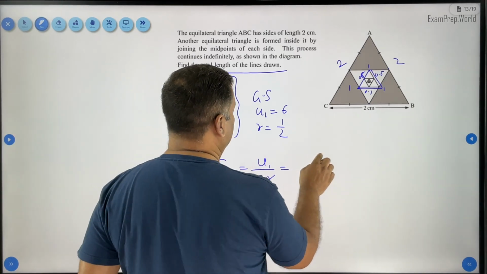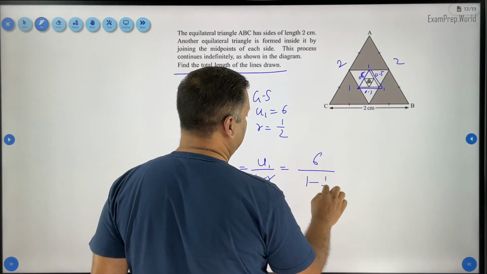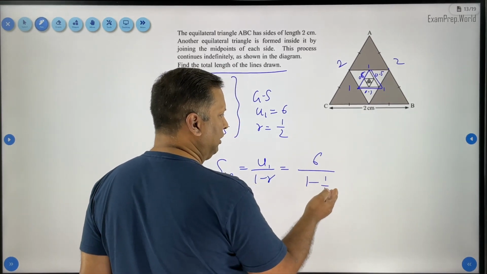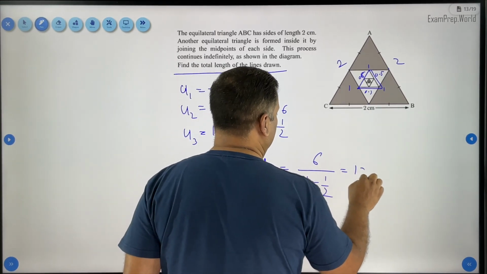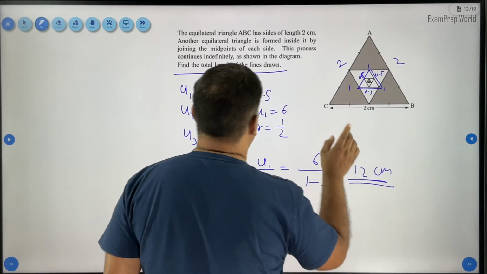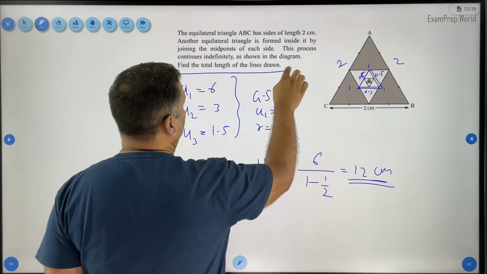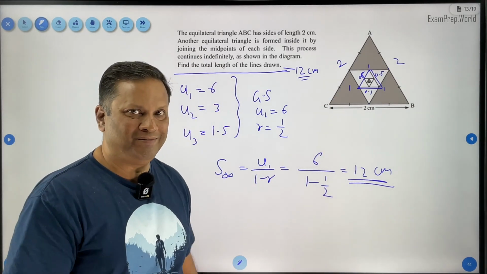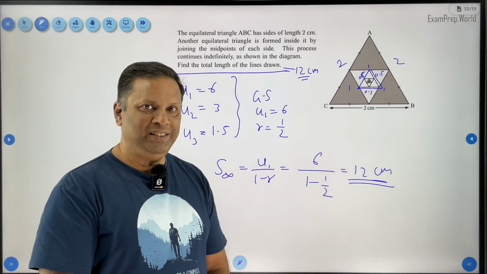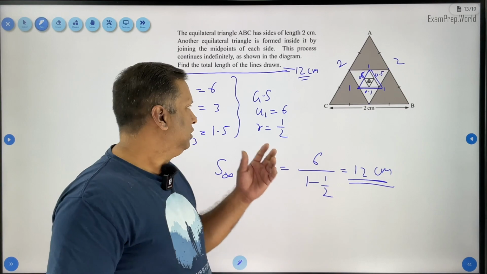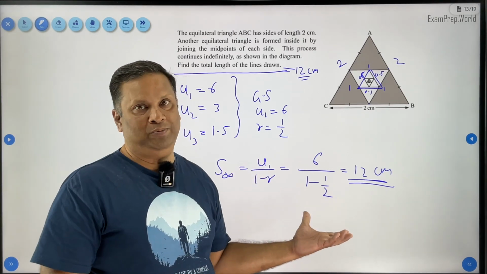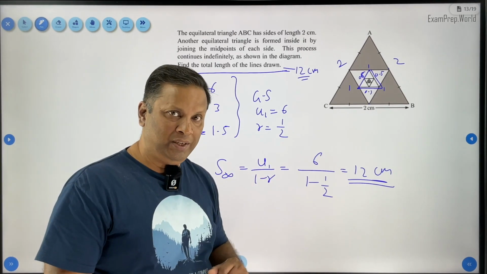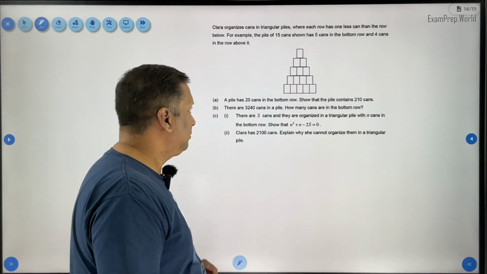What is U1? U1 is 6, and 1 by 1 minus half. 1 minus half is half, and that becomes 12. So our answer is: the total length of the lines drawn is 12 centimeters. That's it, our answer is done. Did you find it easy? Stop, practice, analyze what is being done. You will find it easy. Okay, let's do the next question.